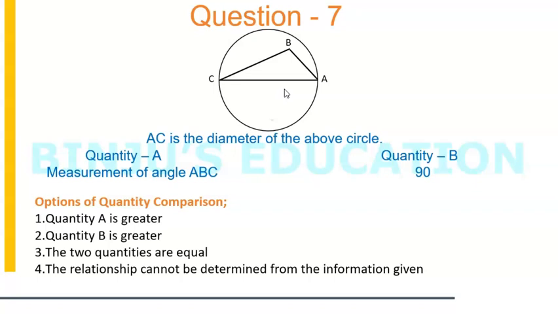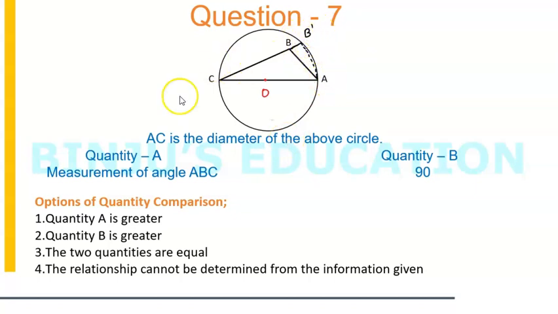Okay. Now AC is the diameter of the above circle. So let's have a center O. Quantity A is the measurement of angle ABC and quantity B is 90. We need to figure out this angle B which lies inside the circle. Now, the simplest way of understanding this problem is that we will basically extend CB, and let's say that when we extend CB, the point where this CB intersects the circle is B dash, and let's connect this B dash with this point A also.